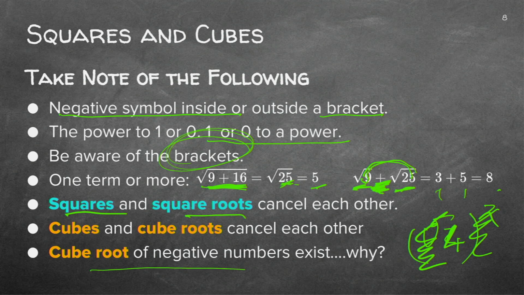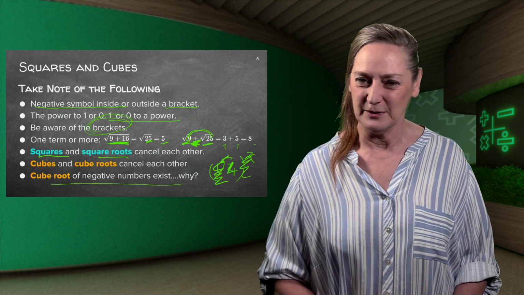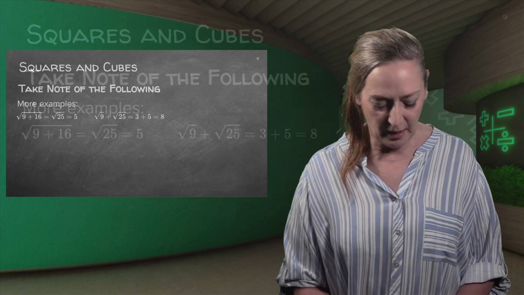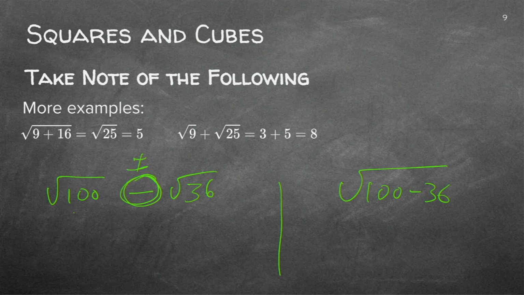And then the cube roots of negative numbers exist. Why? I just talked about it. But the square root of negative numbers don't exist. Let's just look at another example. I, for instance, have square root of 100 minus square root of 36. I'm not going to squash the two like here. This is one term, this is two terms. You're not allowed to work with these rules over a plus or a minus.